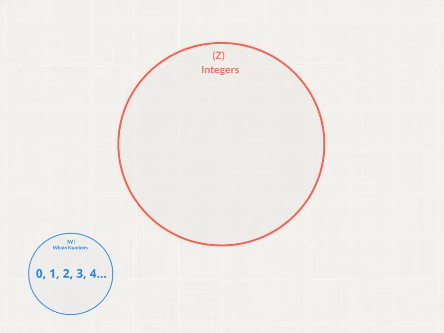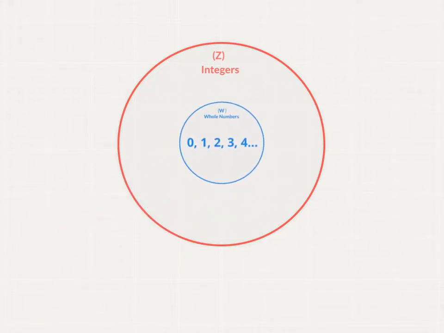Now, integers as a set includes all of the whole numbers, our previous set, and their opposites. So 0, 1, 2, 3, 4, and so on. And it would also include -1, -2, -3, -4, and so on and so on. The set of integers, whose symbol is the letter Z, includes all whole numbers and their opposites.